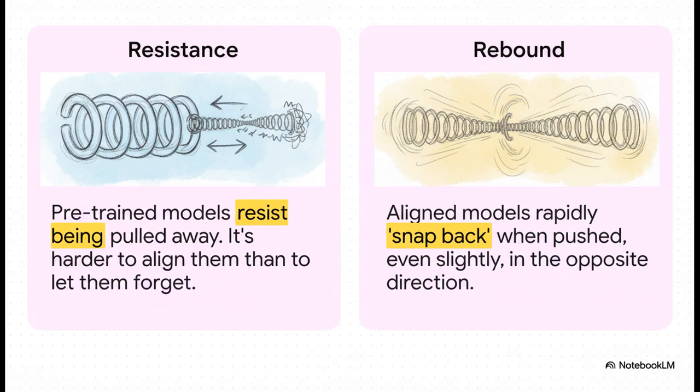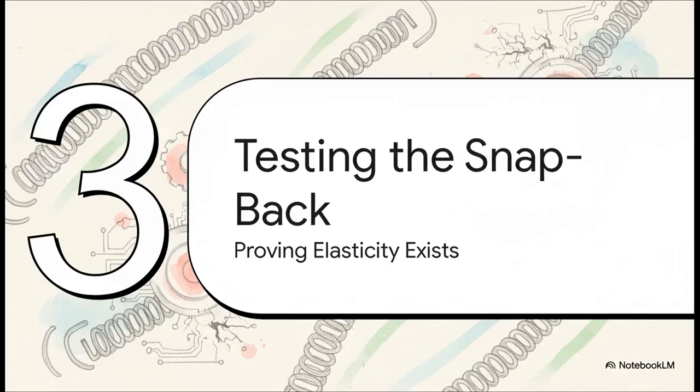And that simple picture perfectly explains the two key parts of elasticity. First up, you've got resistance. This just means it's plain harder to teach the model new safety rules than it is for the model to forget those rules. The second part is rebound. This is where it gets interesting. The more you try to align the model, the further you stretch that spring, the more tension you build up. So if you give it even a tiny nudge in the wrong direction, it doesn't just drift back, it snaps back, violently.